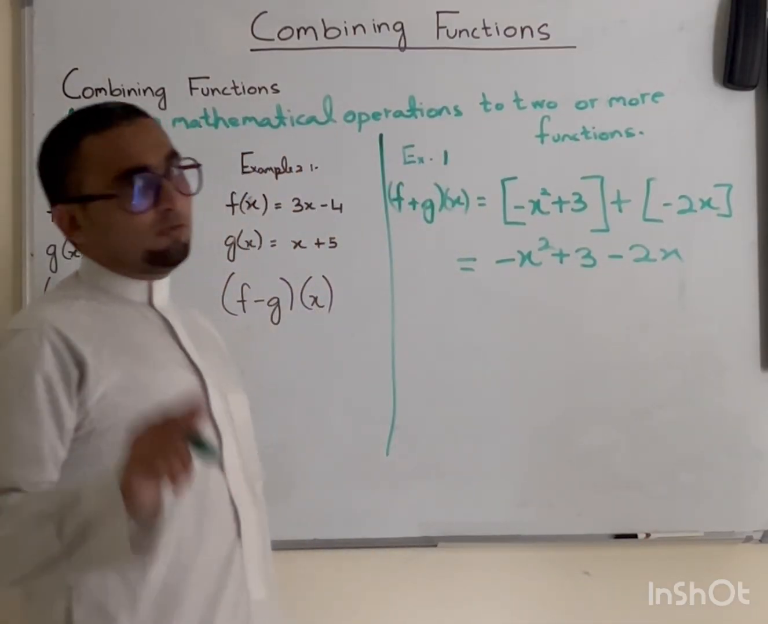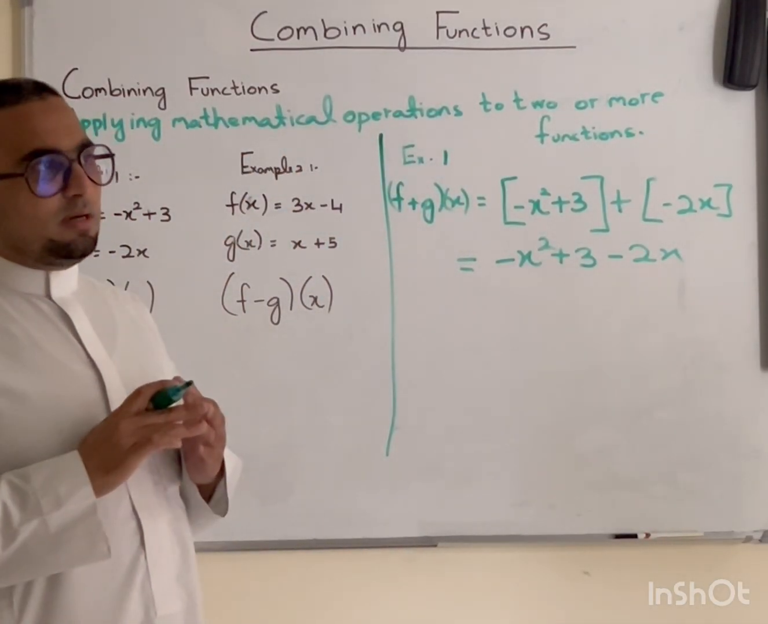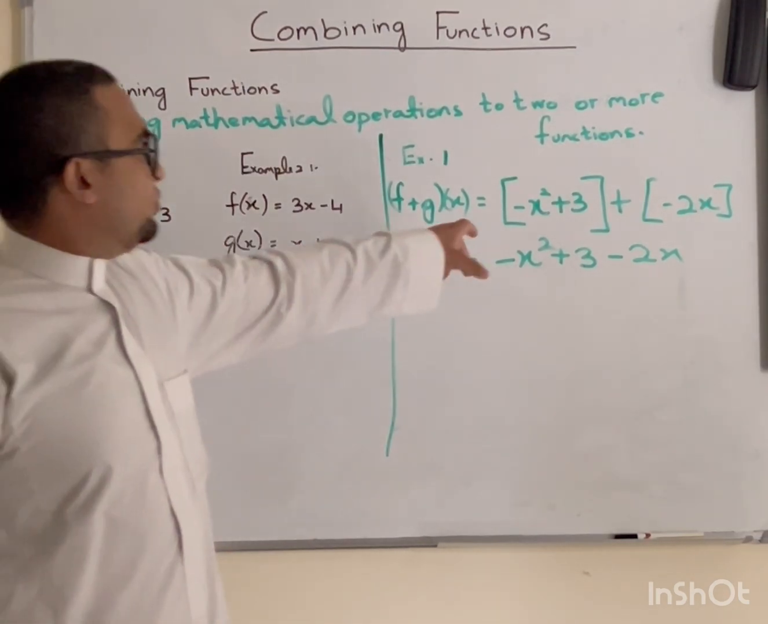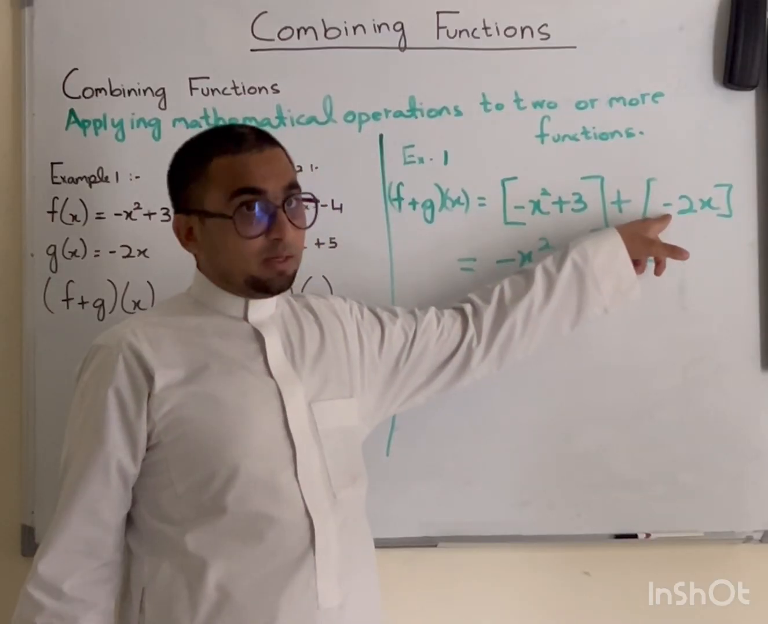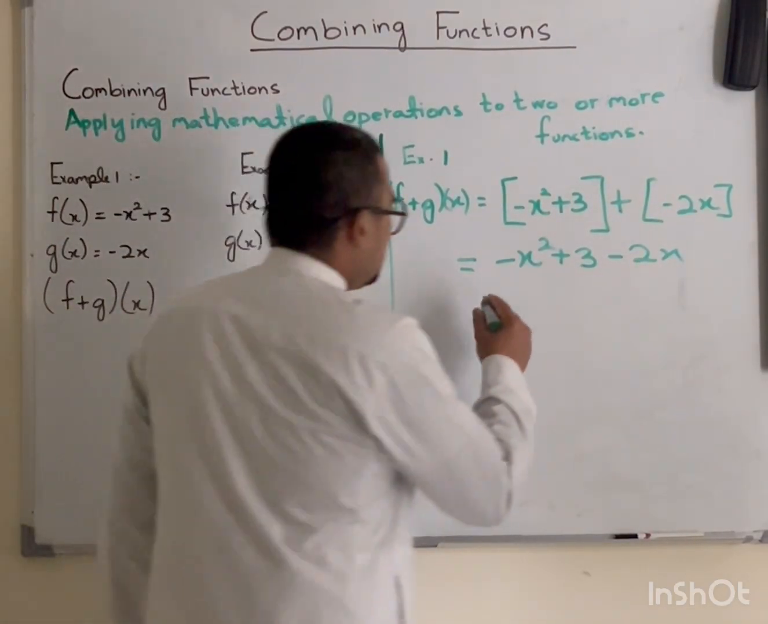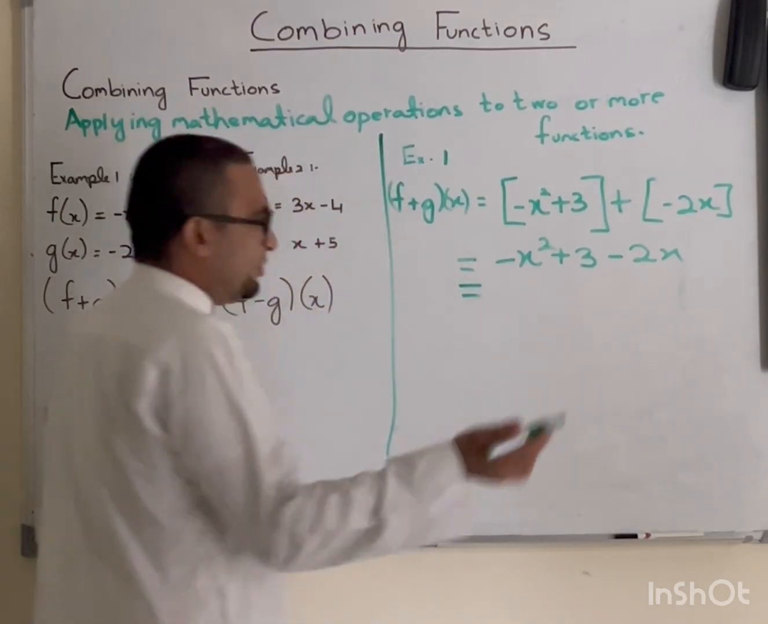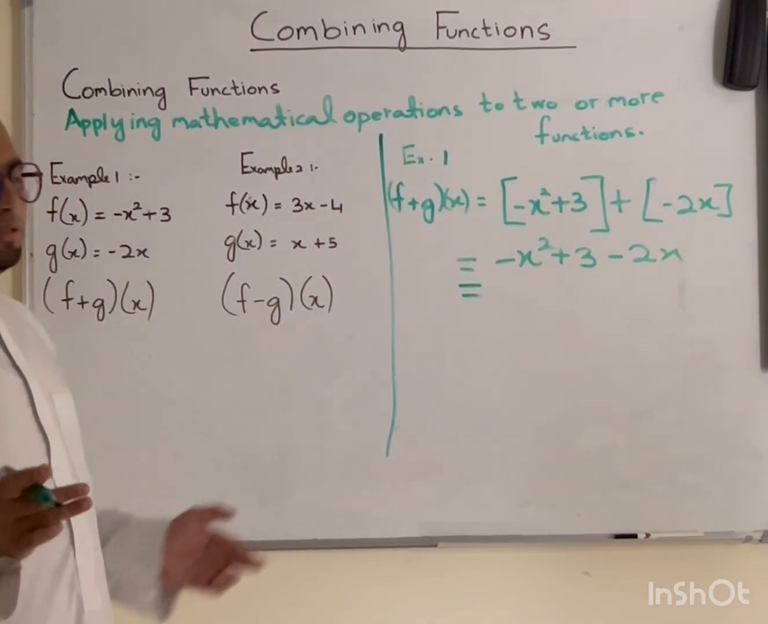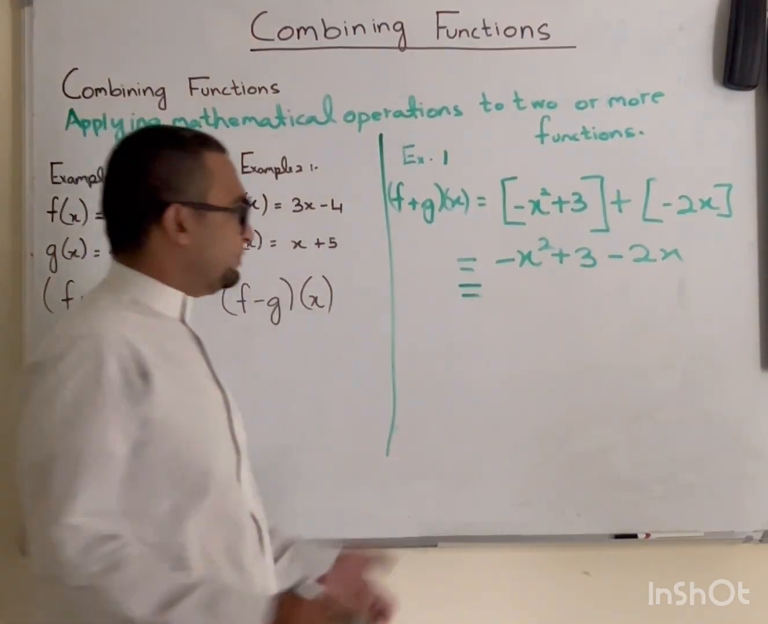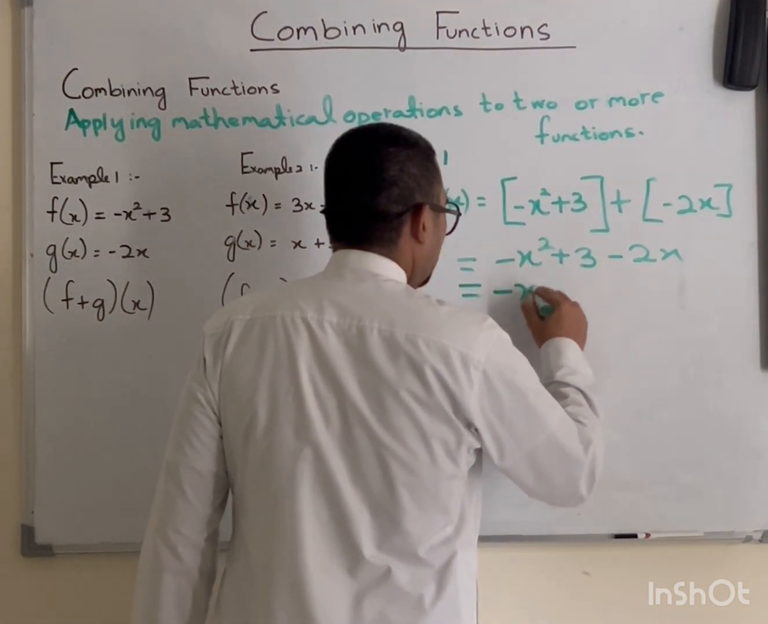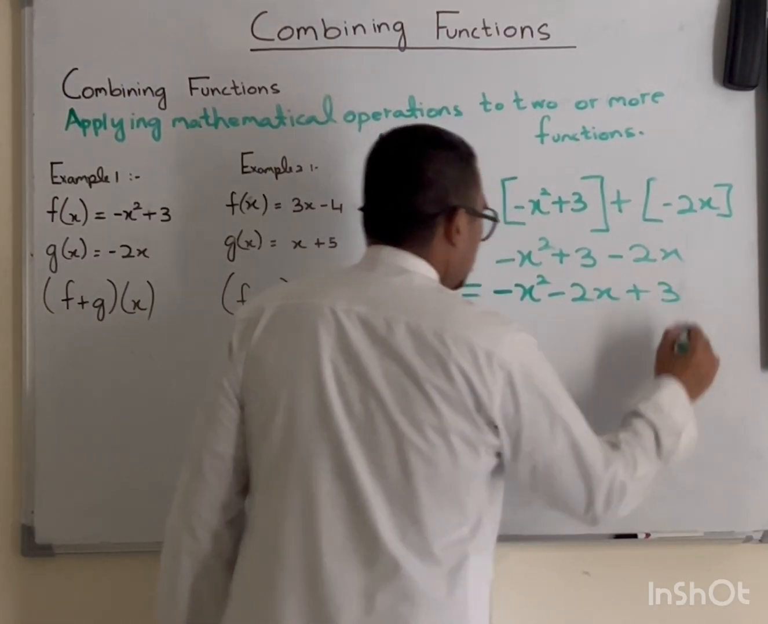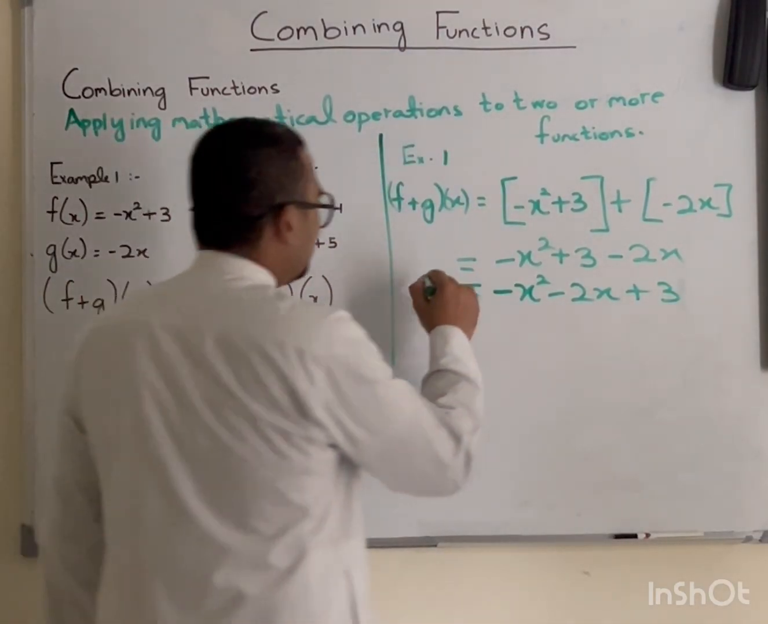Be very careful with the signs. This is where many students make mistakes. So here we have a positive times a negative, gives us a negative. Be very careful. So let's write it in the correct order. You don't need to change it, but just for the sake of ordering it correctly: negative x squared minus 2x. This is what we have for the first one.